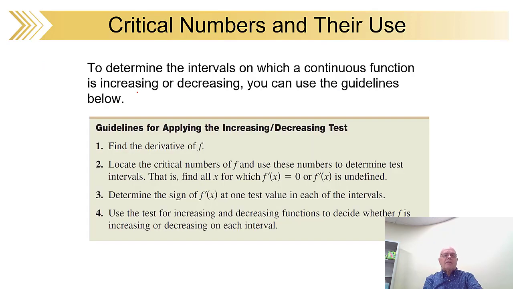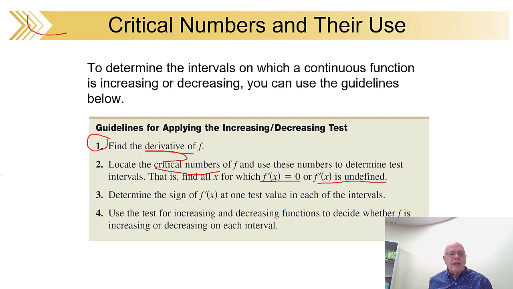So here's a list of things for you to do. If you want to find where the function is increasing or decreasing, first find the derivative. Then find the critical numbers. Remember, those are where it's either 0 or doesn't have any value at all. It's undefined.